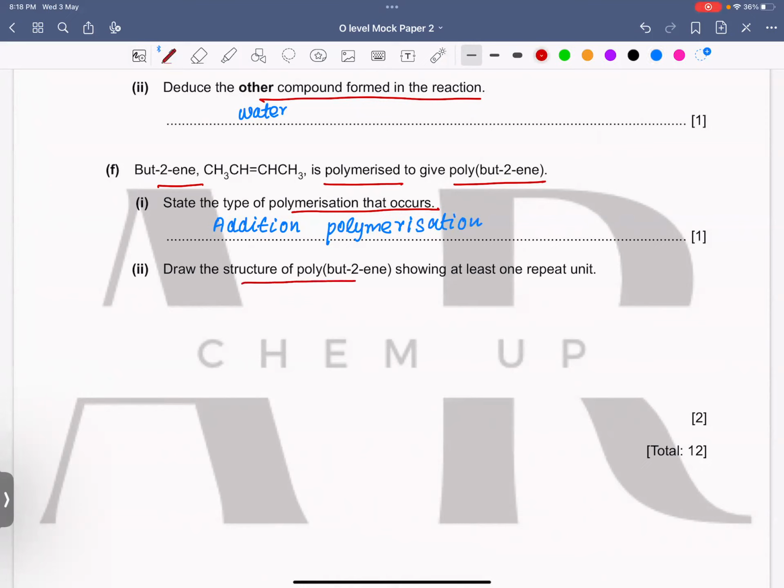Now, draw the structure of polybutene showing at least one repeat unit. Arish, you have a problem with that? Now understand. Yes, sir. Okay. So what I will suggest, whenever you have to make the repeat unit of an addition polymer from the monomer which has a carbon-carbon double bond, first do the rough work. You all do it with a pencil. Write a carbon, then put a double bond, then write the other carbon.